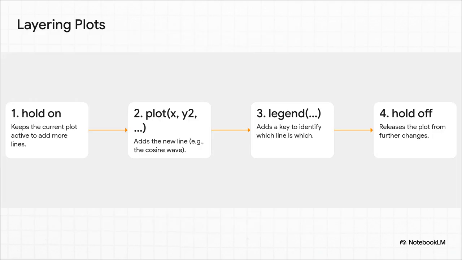Now, this sequence is absolutely key for layering things. To add our second function, a cosine wave, we first use hold on. This is basically you telling Matlab, hey, don't erase my first plot. Then we can plot our new line. But now we've got 2 lines, so which is which? That's where legend comes in to save the day, giving us a clear key. And finally, hold off tells Matlab we're all finished composing on this canvas.